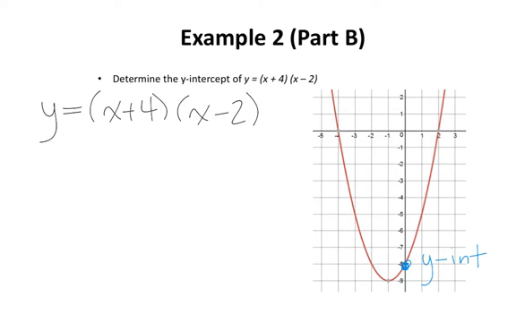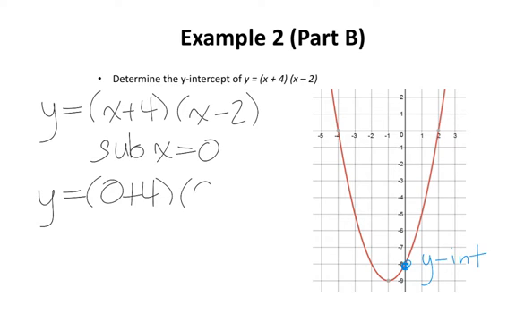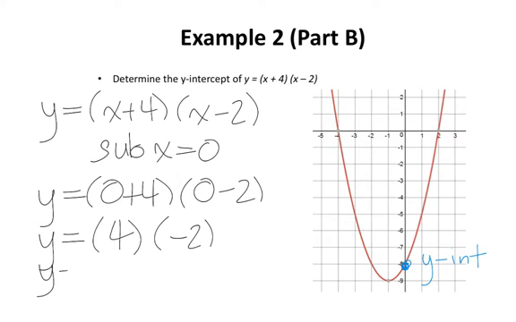To find the y-intercept, you're going to sub x is equal to 0. Now, you're going to replace these values of x with 0 in brackets. However, I don't really need brackets, so I'm not going to use them here, which gives me 0 plus 4, and then 0 minus 2. And if we're using BEDMAS, we need to simplify whatever is in the brackets first, which leaves us positive 4 and negative 2. And next we're going to multiply. 4 multiplied by negative 2 is negative 8. And you'll notice that this value of the y-intercept matches up with what we determined from the graph.